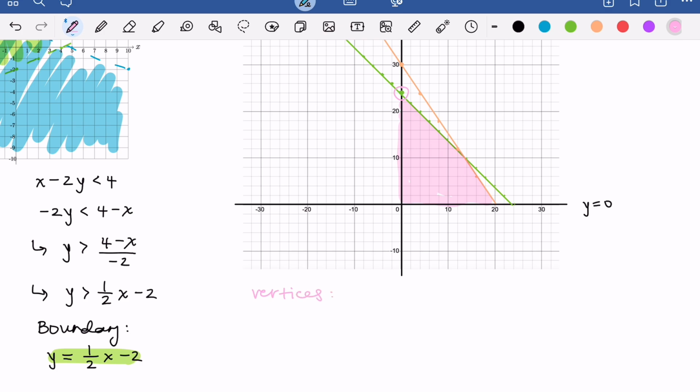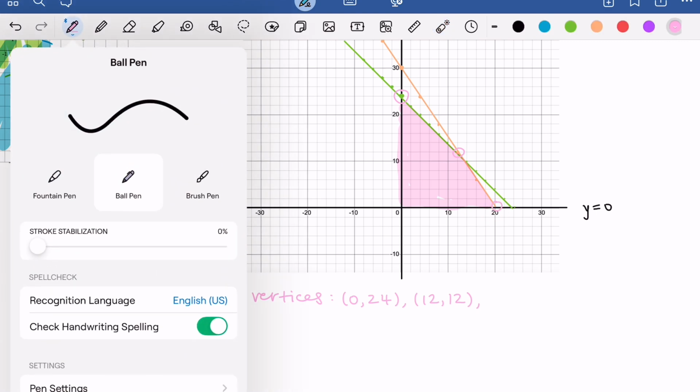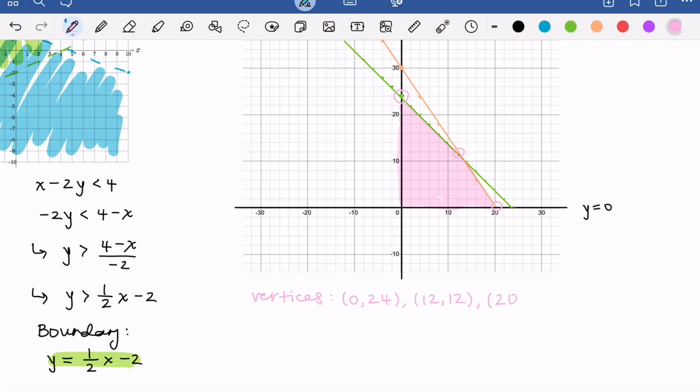So our vertices, the first one is going to be 0, 24. Our next one is going to be this point here. We kind of have this vertex right around here where these two lines intersect. That is going to be, since we're increasing for increments of 12, 12, 12 here. And then our last vertex is going to be this point here, so we'll circle that guy as well. That's going to be 20, 0.